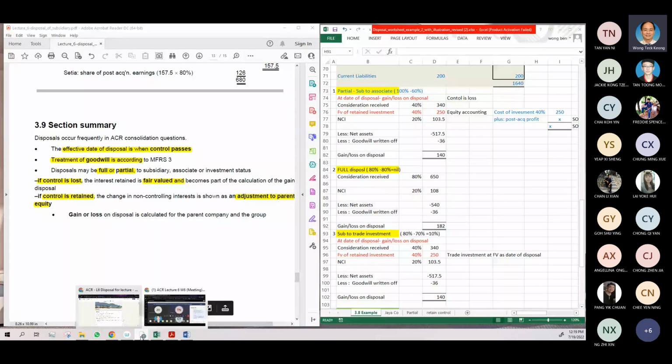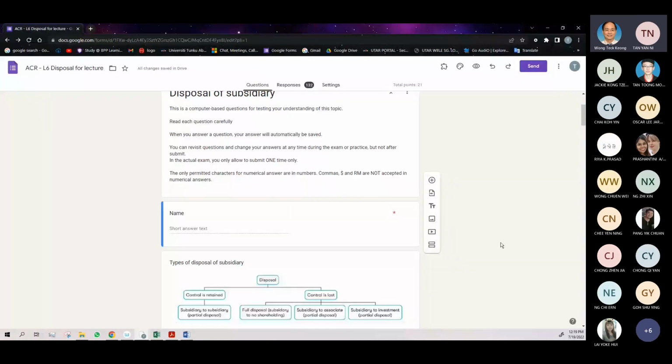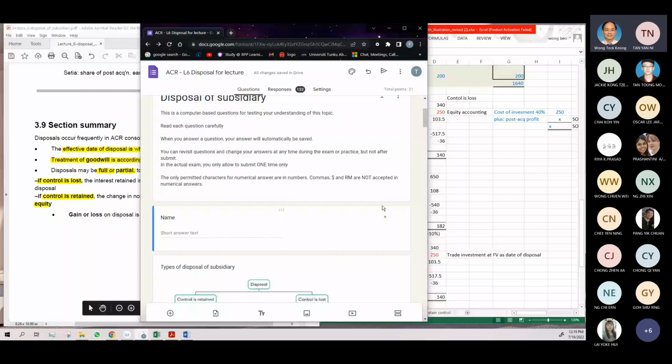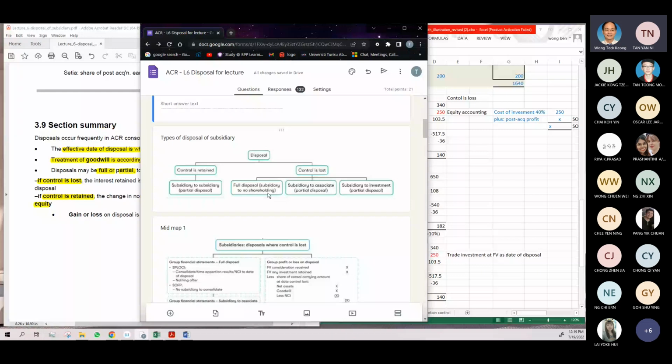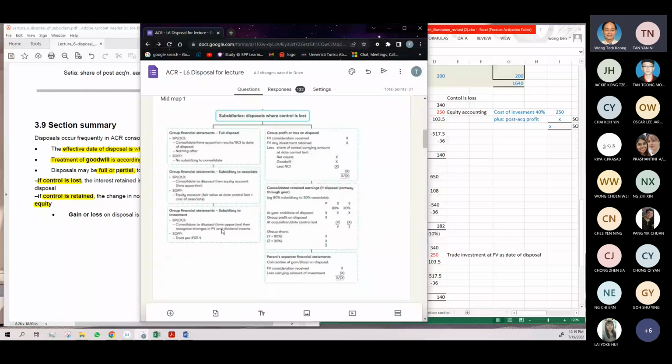So from the online question, you can see that I actually given you this mind map. Okay, type of disposal, control is retained, control is lost. So if you've forgotten what I told you, you should read which one is referring to which question they have on disposal. Okay. So when you know which type of disposal, control retained or control lost, then you go to treatment, how you do. So when you do full disposal, the treatment is given here. Subsidiary to associate treatment given here. Subsidiary to investment are given here. And the format is given here.